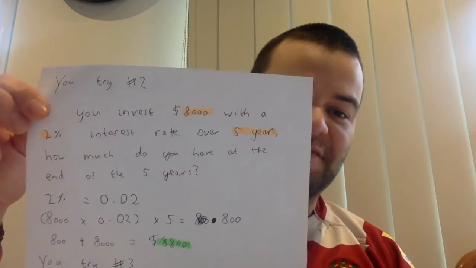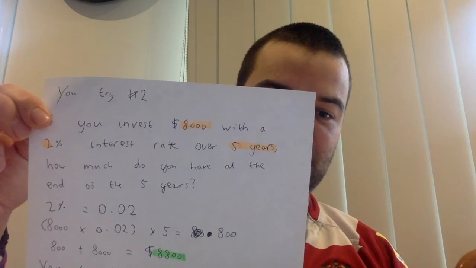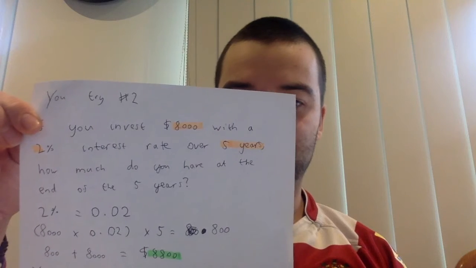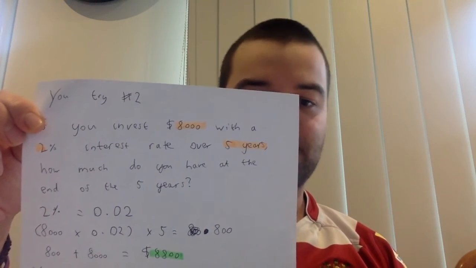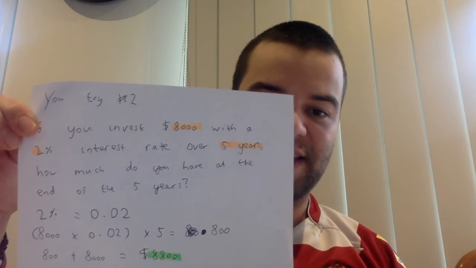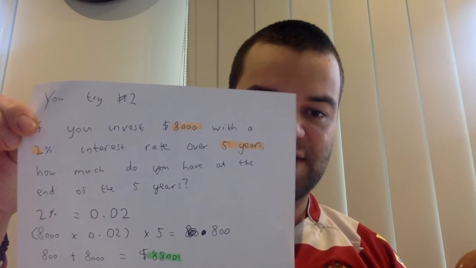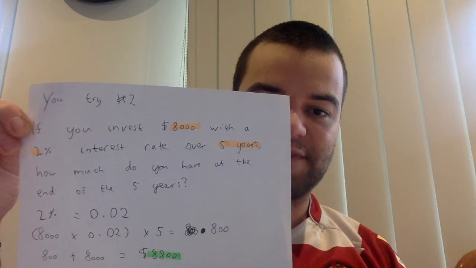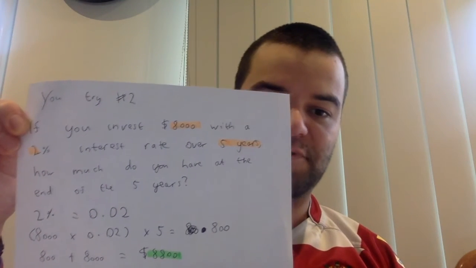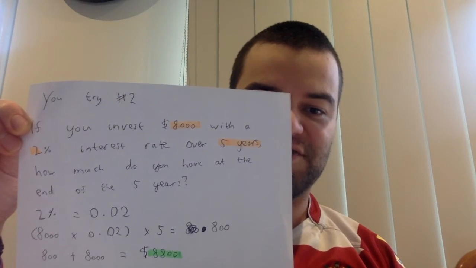Anyway, the answer for that one. I've converted my 2% into a decimal, so it's 0.02. Then I do 8,000, the principal, times 0.02, the interest rate, times 5, the number of years, and that gives me 800. So I've received $800 in interest over 5 years. Then I add that to the principal, making $8,800.